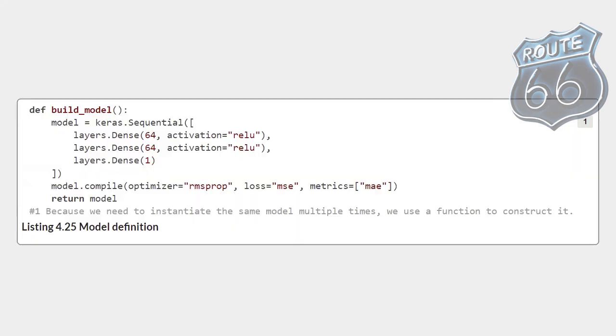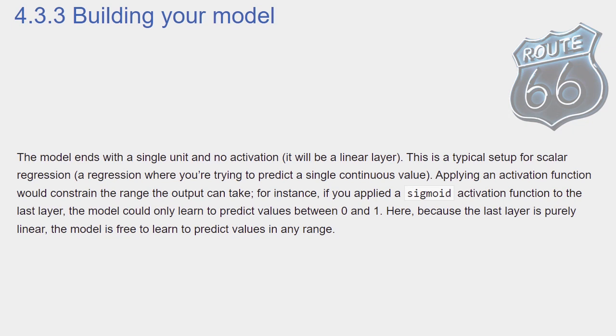Section 4.3.3. Building your model. Because so few samples are available, we'll use a very small model with 2 intermediate layers, each with 64 units. In general, the less training data you have, the worse overfitting will be, and using a small model is one way to mitigate overfitting. The model ends with a single unit and no activation. It will be a linear layer. This is a typical setup for scalar regression, a regression where you're trying to predict a single continuous value.